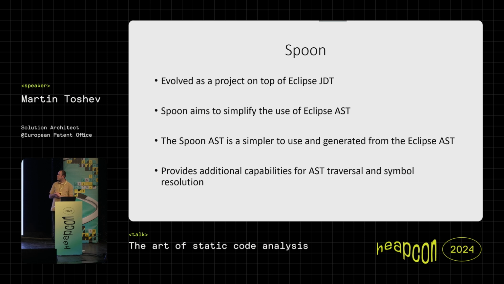There are other libraries which are less maintained and developed than JavaParser and Eclipse JDT, like Spoon. It evolved as a project on top of Eclipse JDT. It was developed at a time when it was quite a bit harder to use Eclipse JDT than it is now. And it aimed to simplify the use of the Eclipse abstract syntax tree. In that manner, the Spoon-generated abstract syntax tree is simpler to use than the Eclipse one, and it provides additional capabilities for traversal and symbol resolution of the syntax tree.